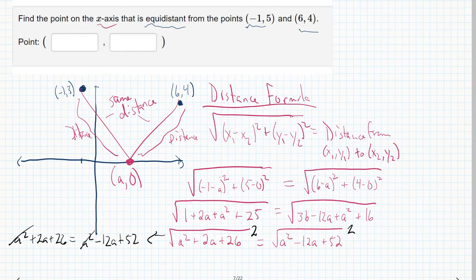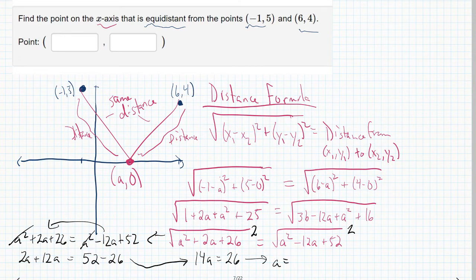So since they're the same, we can cancel those. And you have 2a plus 26 equals negative 12a plus 52. So let's move the negative 12a over to this side. That makes 2a plus 12a equals. And then we'd have to subtract the 26 over on the other side. So 52 minus 26. Okay. And then moving that forward, we get 14a equals 26, it looks like.